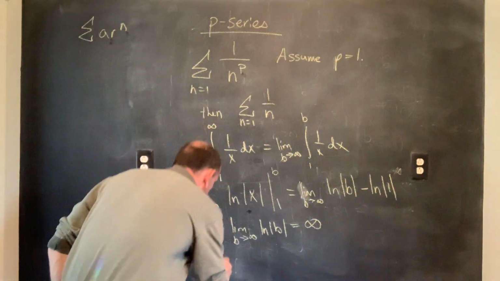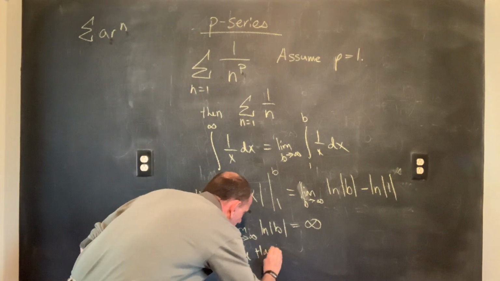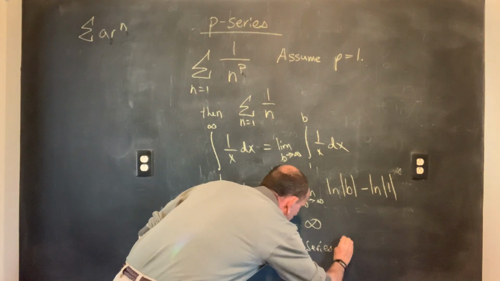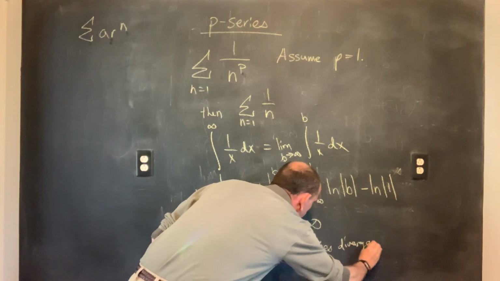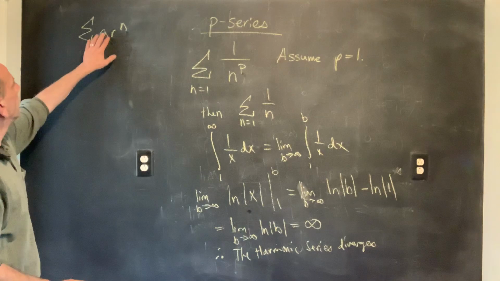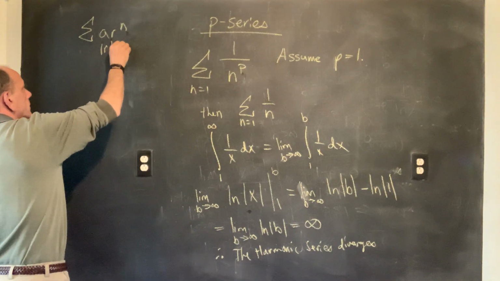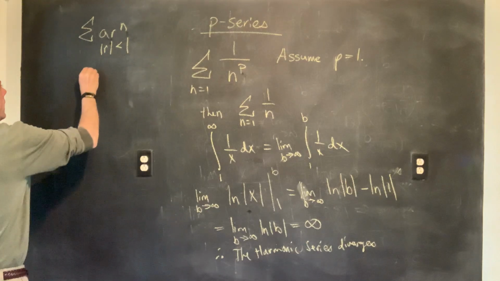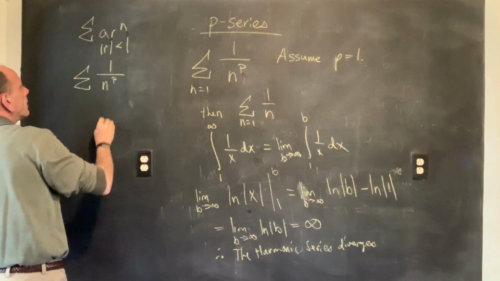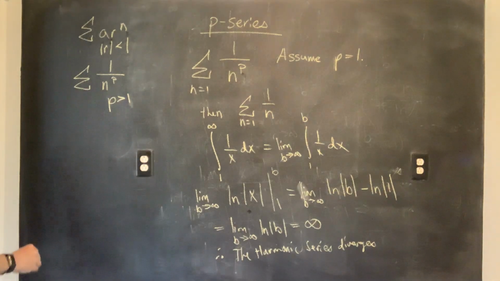So there's our proof. Therefore, the harmonic series diverges. All right? And now we have it in general. Our geometric series converges for absolute value of r strictly less than 1. And our p series, 1 over n to the p, converges for p strictly greater than 1.